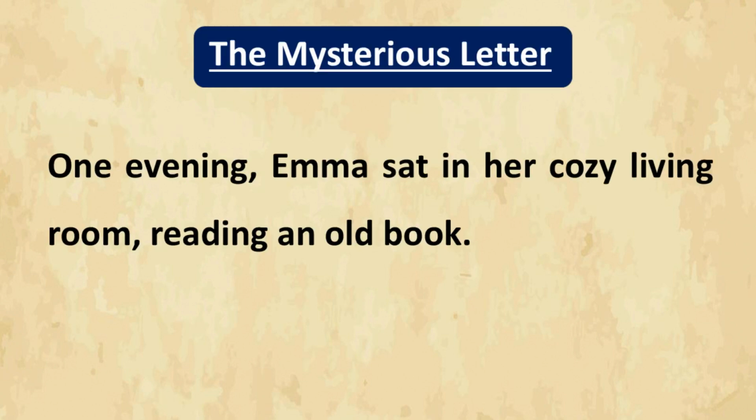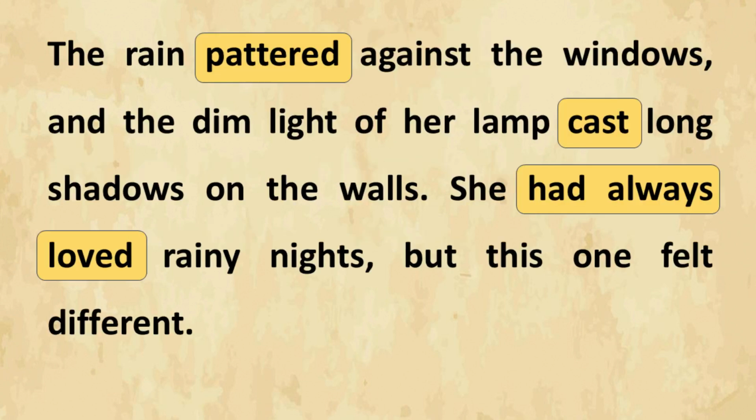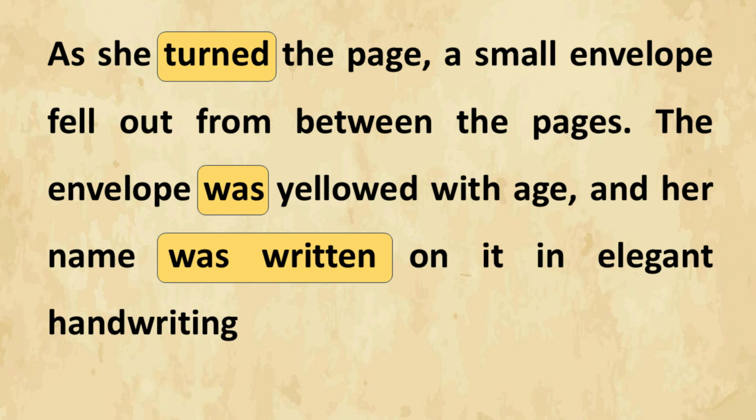The mysterious letter. One evening, Emma sat in her cozy living room reading an old book. The rain pattered against the windows, and the dim light of her lamp cast long shadows on the walls. She had always loved rainy nights, but this one felt different. As she turned the page, a small envelope fell out from between the pages. The envelope was yellowed with age, and her name was written on it in elegant handwriting.